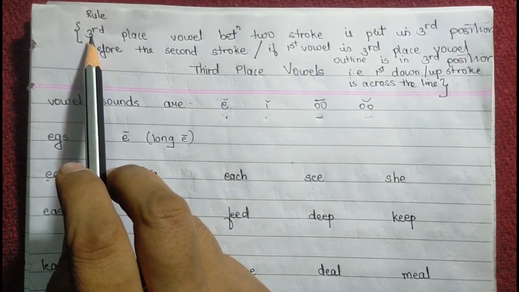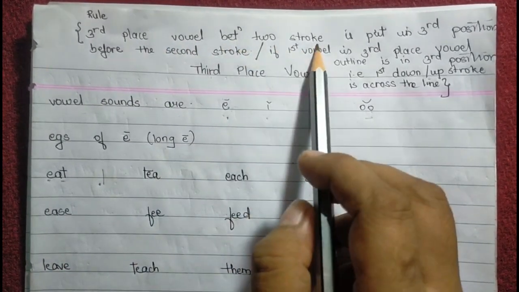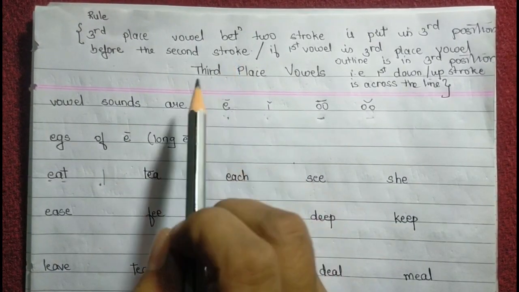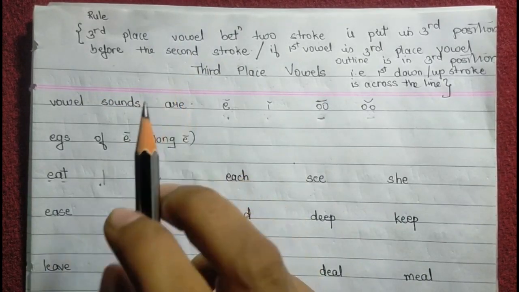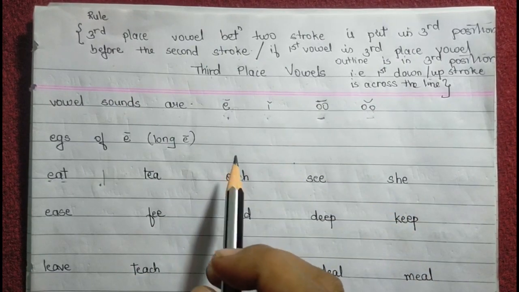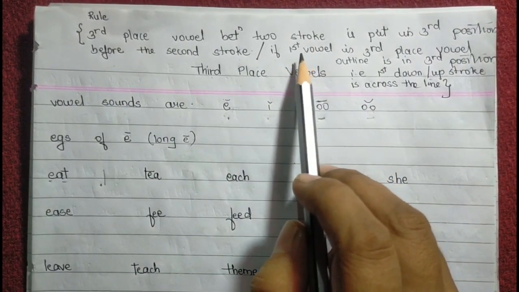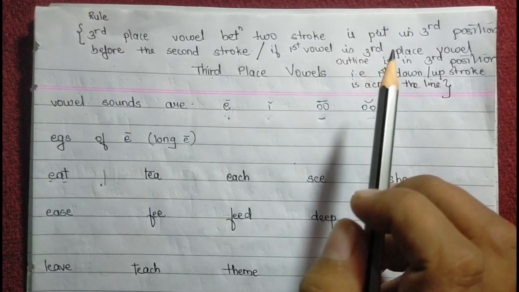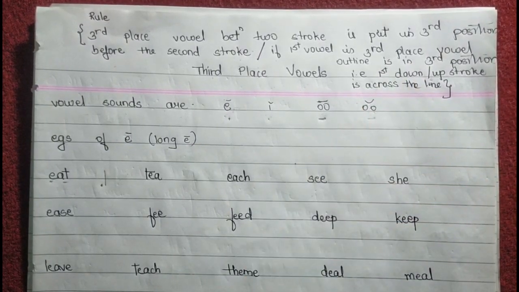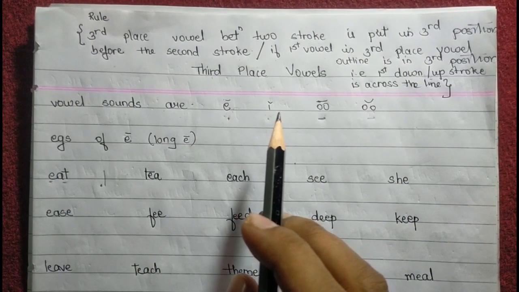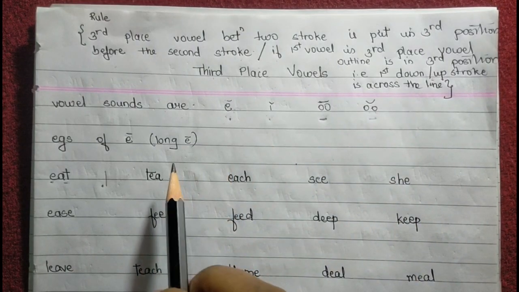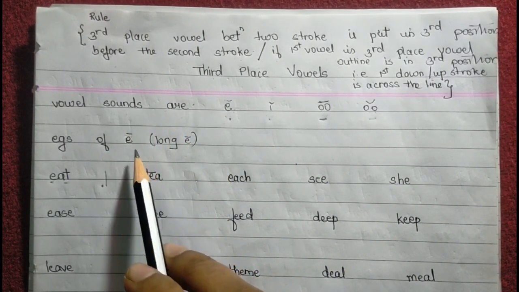Rule number 1: a third place vowel between two strokes is put in the third position before the second stroke. That is, if a third place vowel comes between two strokes, it is written in the third position before the second stroke. And the second rule is, if the first vowel in the word is a third place vowel, then the outline is written in the third position. That is, the first downstroke or upstroke is written across the line and then the outline continues. So let us see some examples of vowel sound E.